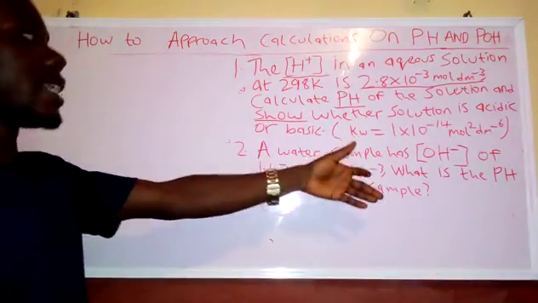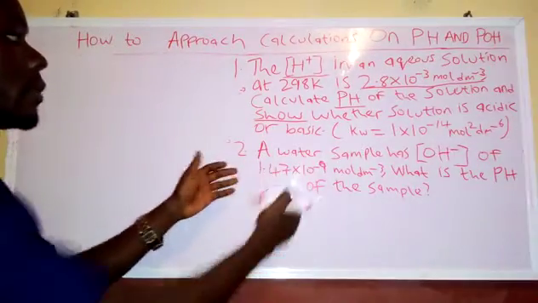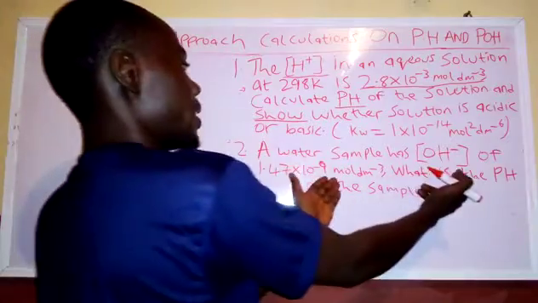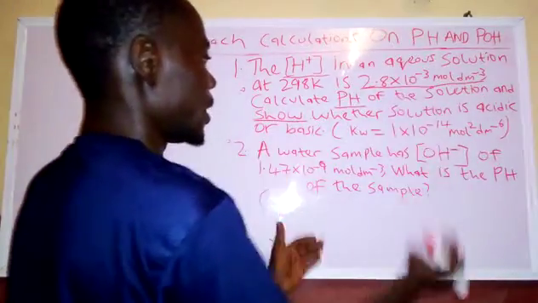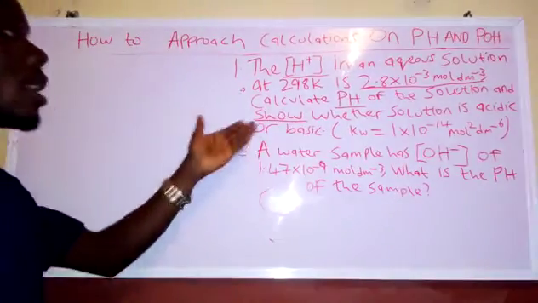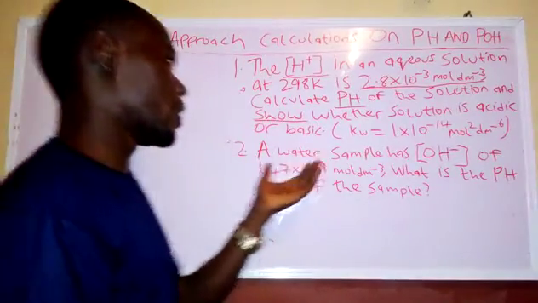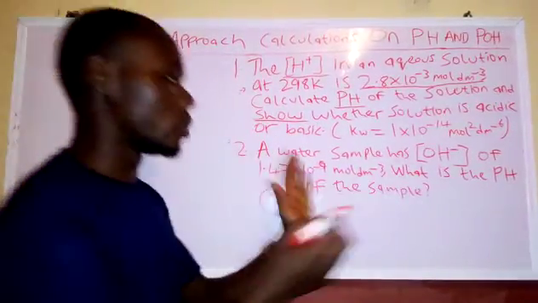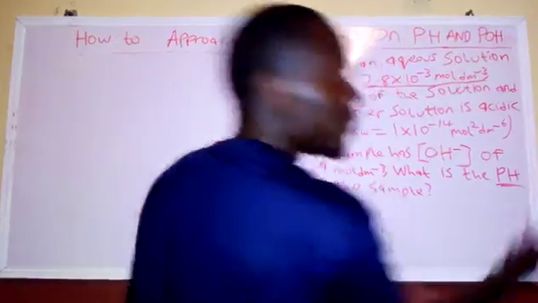The water sample has hydroxyl ion of 1.47 times 10 to the power minus 9 mole per dm cube. What is the pH of the sample? Now look at this situation. You have been given the hydroxyl ion. First note what you are looking for. You are looking for your pH.